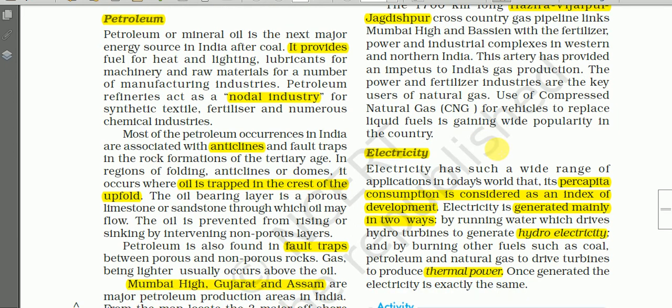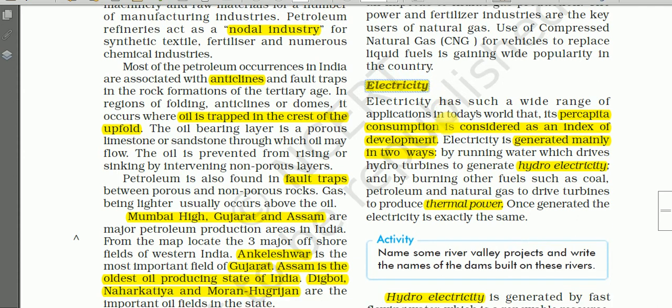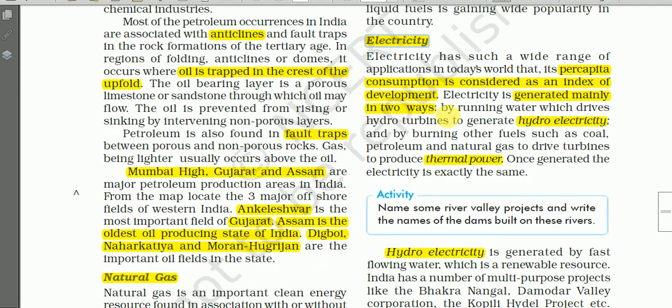And next we have another source of energy, a conventional source of energy, that is electricity. All of us are familiar with this source of energy, electricity. Without it we cannot live comfortably. And see about the electricity. Let us read.